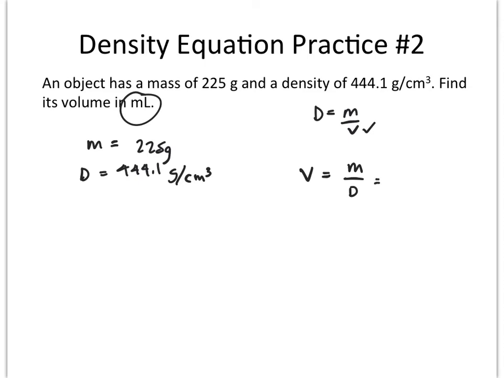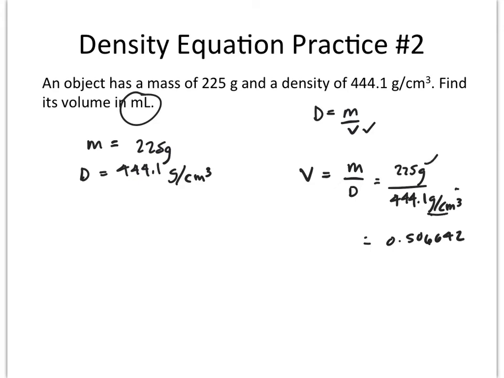Okay, so 225 grams divided by 444.1 grams per centimeter cubed. Okay, that's going to give us 0.506642. If we look at our units, remember that dividing by a number is the same as multiplying by a reciprocal. Same thing is true for units.